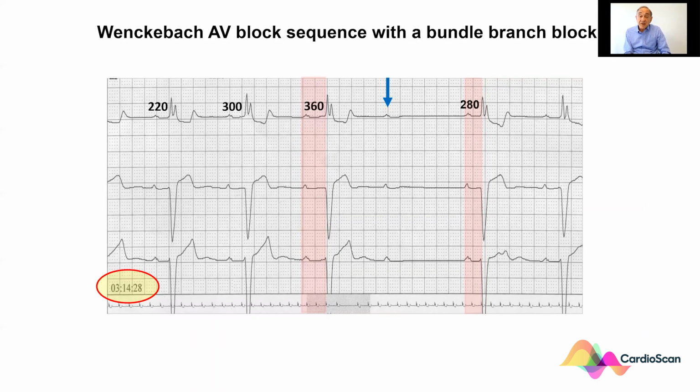Here is such a situation of a Wenckebach AV block sequence with a bundle branch block. It's 3 o'clock in the morning. Once again, you see the typical Wenckebach sequence, 220, 300, and 360 milliseconds. There is then a drop beat and then a short PR interval of 280 milliseconds. This again may not be distal, but rather it is 2 separate conditions. Most are still AV nodal.